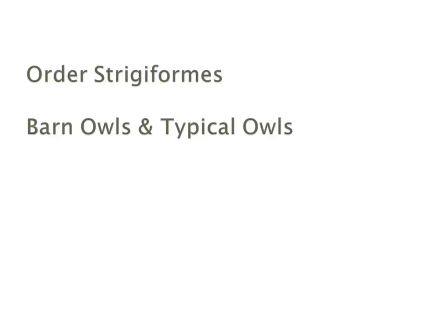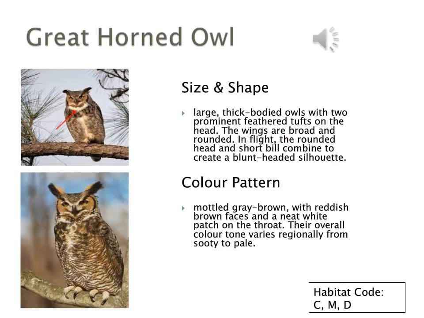The order Strigiformes includes our owls, in particular several species we're going to talk about, barn owls and typical owls. The great horned owl is certainly likely the most famous of our owl species. They are very large and thick-bodied, with feathered tufts on the head, hence their name, great horned. In flight, the rounded head and short bill combine to form a very blunt-headed silhouette. They're mottled gray and brown, with reddish-brown faces and a very neat white patch on the throat. Their overall color tone varies from very sooty to almost pale.